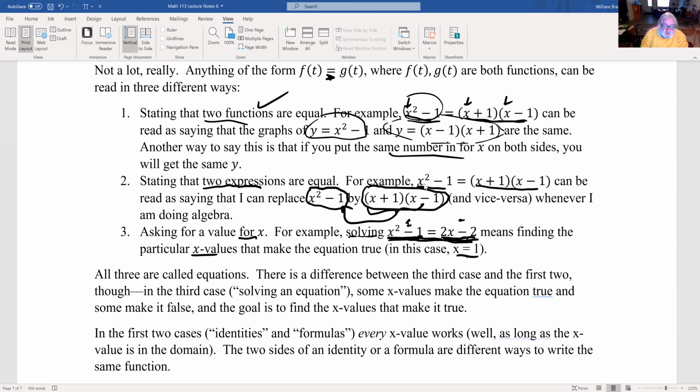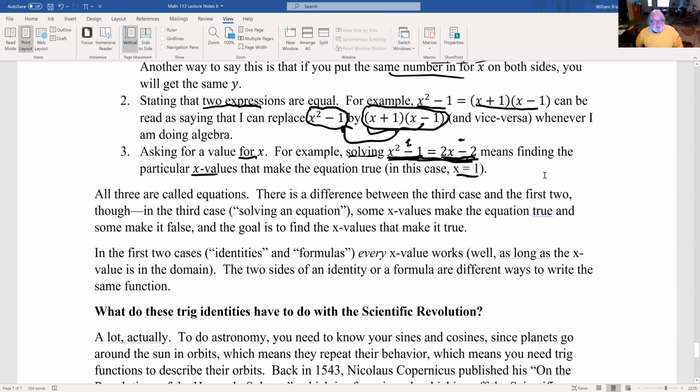So all three of these are called equations because they have equal signs, but there's a difference between the third case and the first two. In the third case, some x values make the equation true, but some make it false, and the goal is to find the x values that make it true. Identities and formulas, every x value works as long as the x value is in the domain. And the two sides of an identity or formula are just different ways to write the same thing.